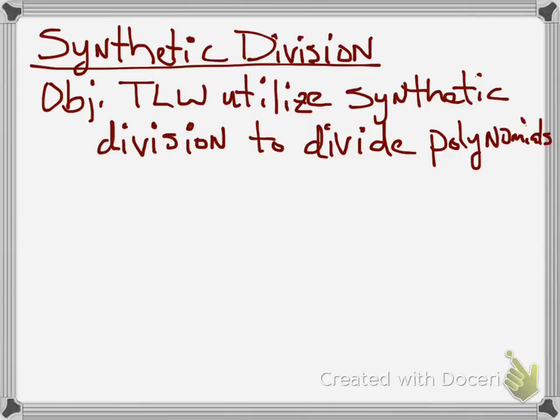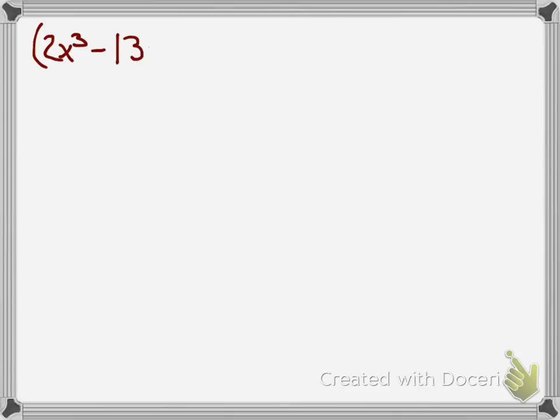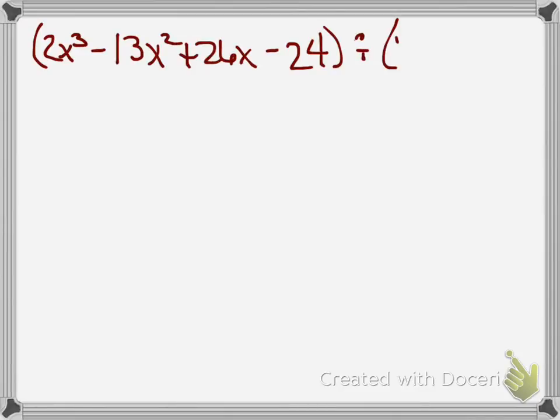All right, so let's look at this. It's really not too many examples. Okay, so let's take this type of problem, 2x cubed minus 13x squared plus something x, because I can't see right now because something's blocking my way, minus 24 over x minus 4.